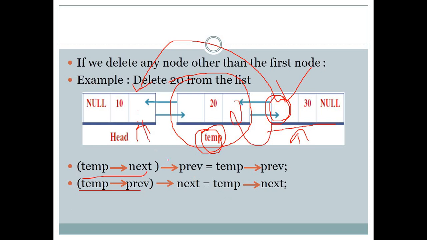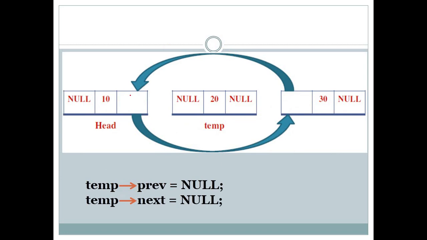So we will give this combination from here to here, and we will delete this node directly, so it will look like this. Now both paths are connected, so we can directly go from here to here and from here to here. So this is the deletion of 20. Okay, so this is the doubly linked list.